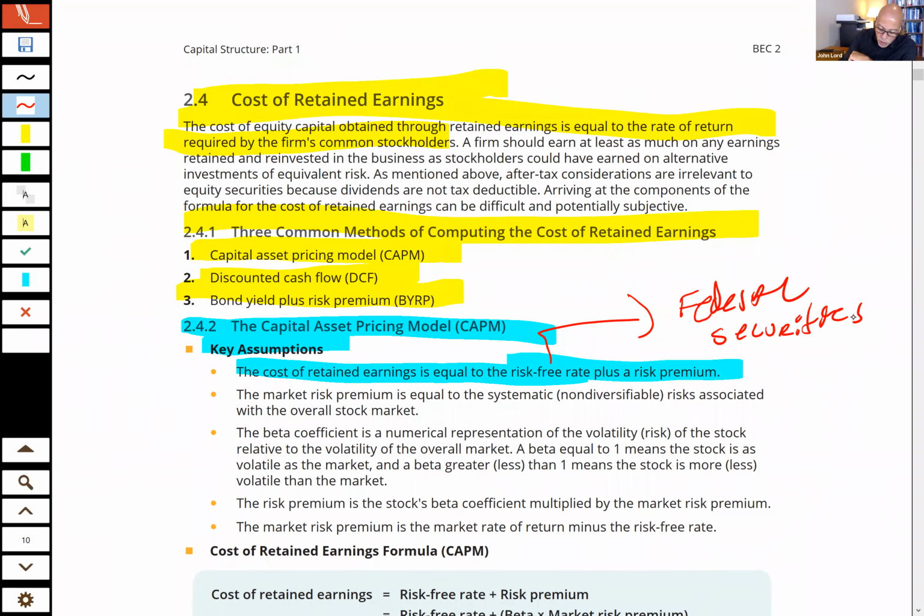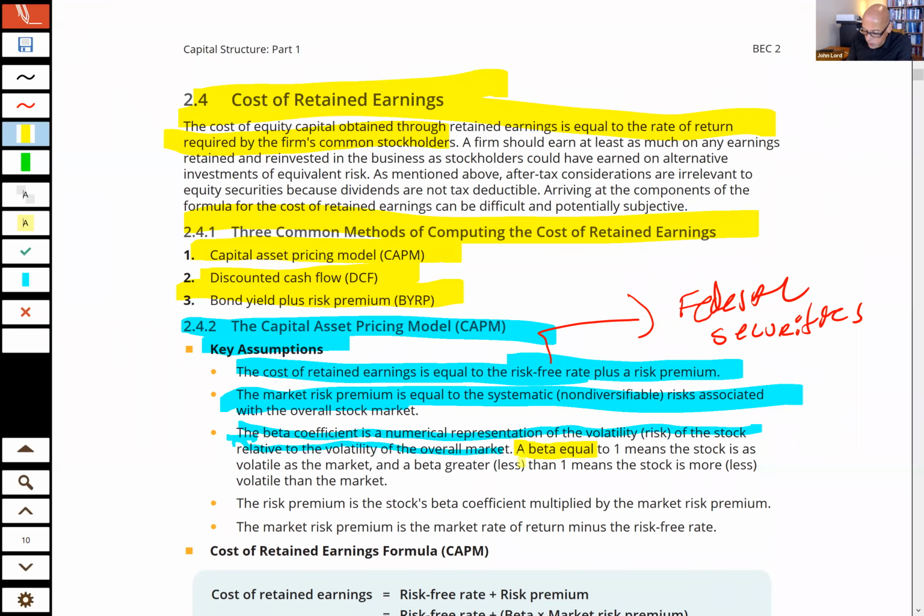And so that is called the market risk premium, which is equal to the systematic non-diversifiable risk associated with the overall stock market. And then we go ahead and adjust that for a beta coefficient, okay, which measures the volatility of the stock relative to the overall market. Okay, and let's go ahead and flashcard this part.